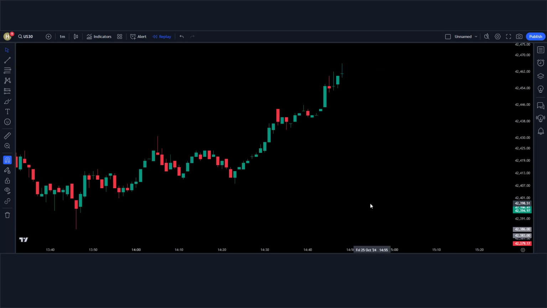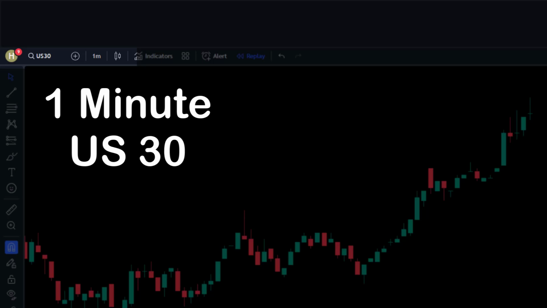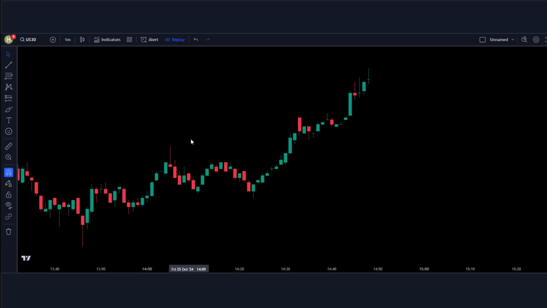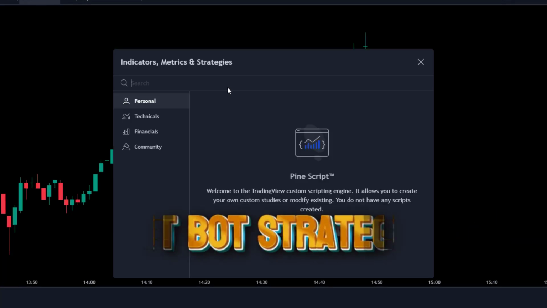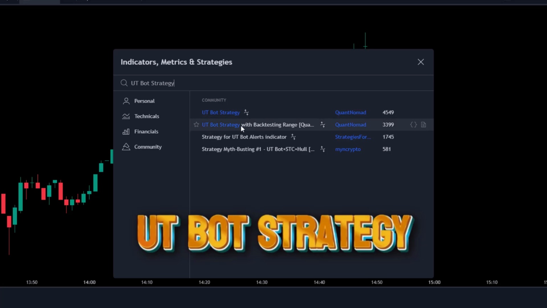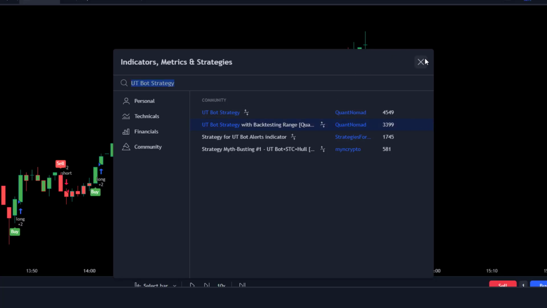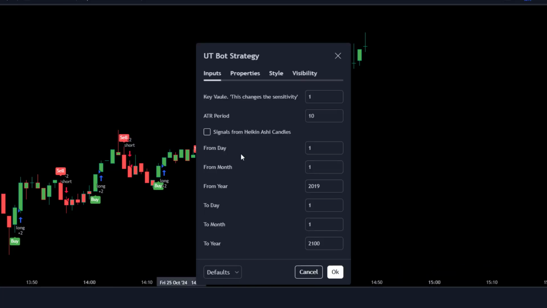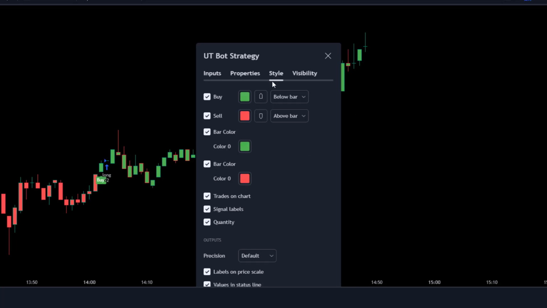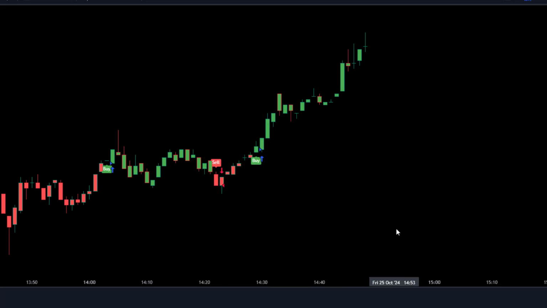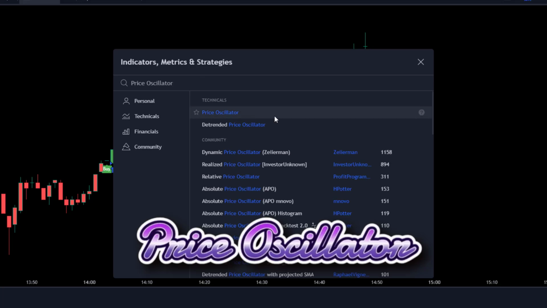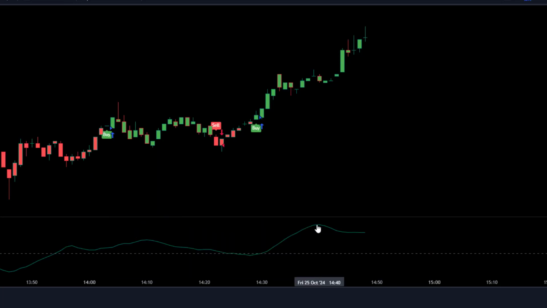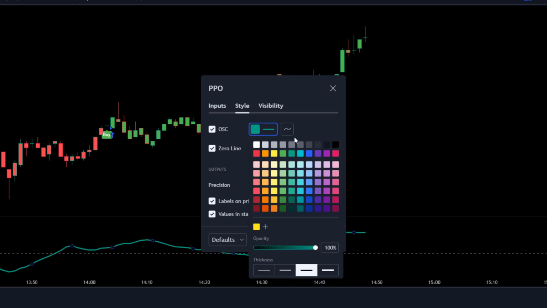Now let's create a trading setup. We are going to test this strategy on the 5-minute timeframe in the EUR/USD chart. In this setup we would require two oscillators. First indicator name is UT Bot Strategy. Keep the indicator settings as I have shown here. Second indicator name is Price Oscillator. Keep the indicator settings as I have shown here.